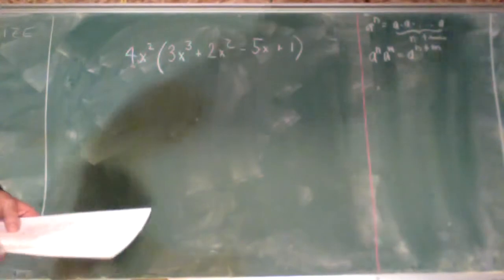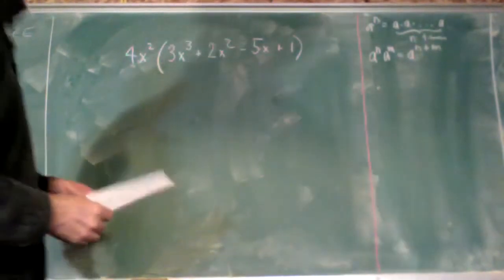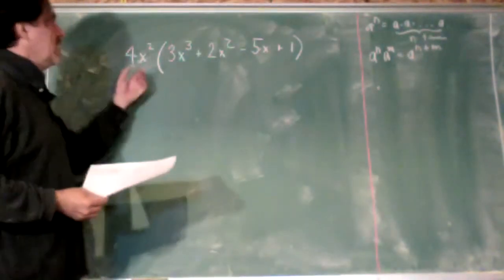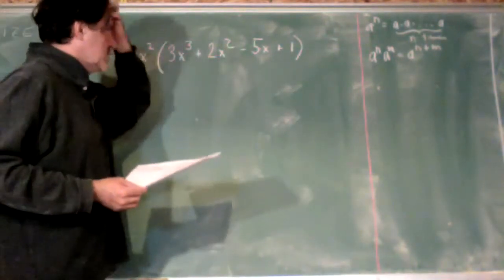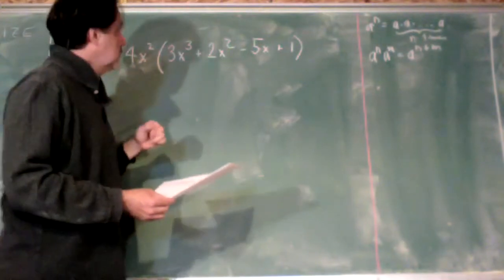Problem 5 asks us to find the product, quantity 4x squared times the entire quantity of 3x cubed plus 2x squared minus 5x plus 1.